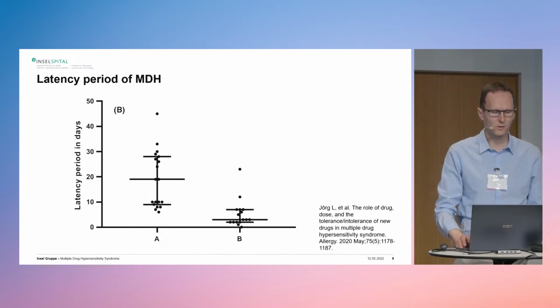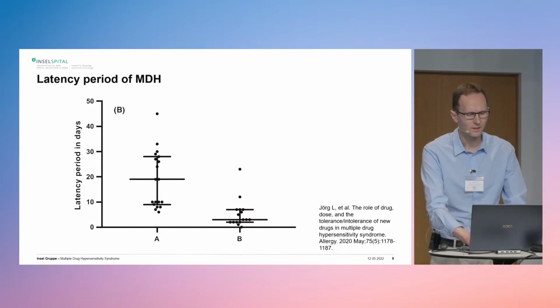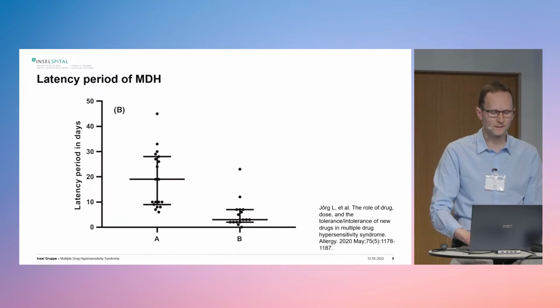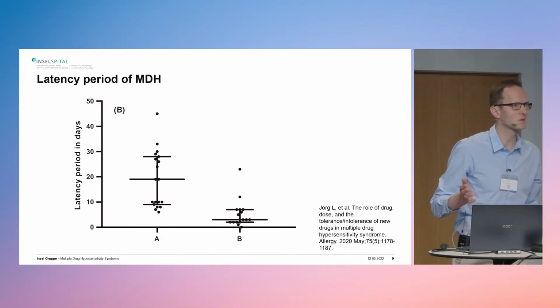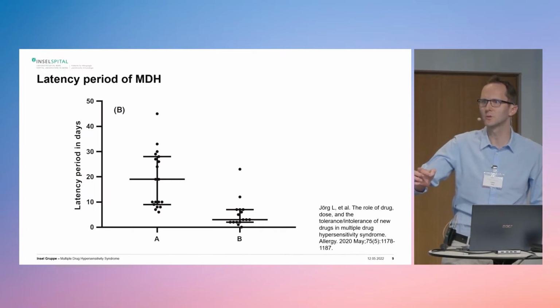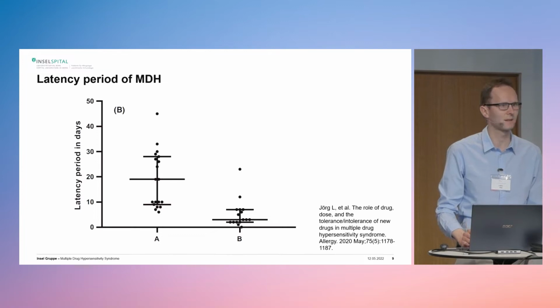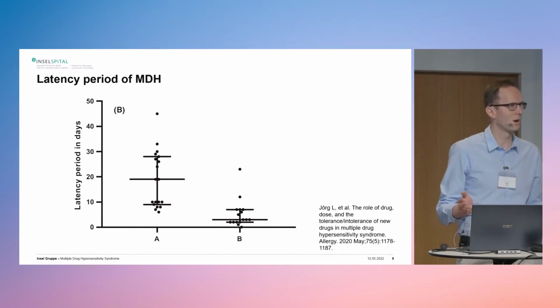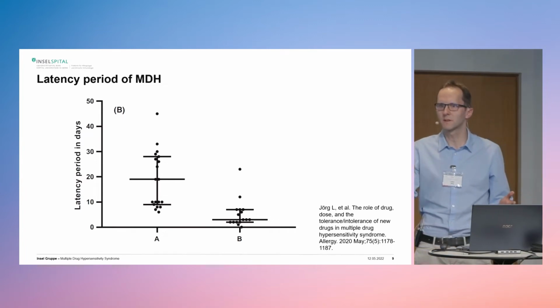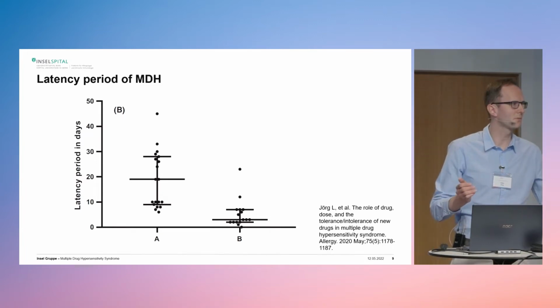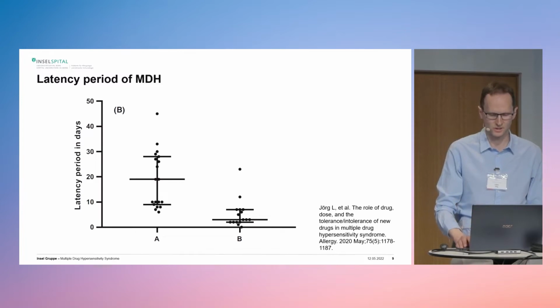A short excursus to latency period. Typical DRESS latency periods are 10 days to 2 months. In second reactions, it was much shorter. It's similar to flare-up reactions. So new drugs were introduced, and after 1, 2, 3, 5 days, the patient reacted. And you see here the difficulty: how can I see if someone makes only a relapse or if he makes a persistent sensitization?